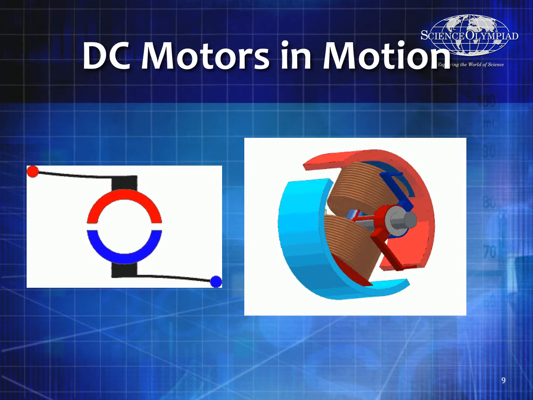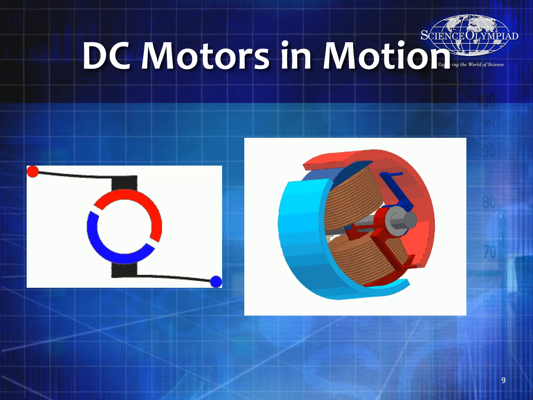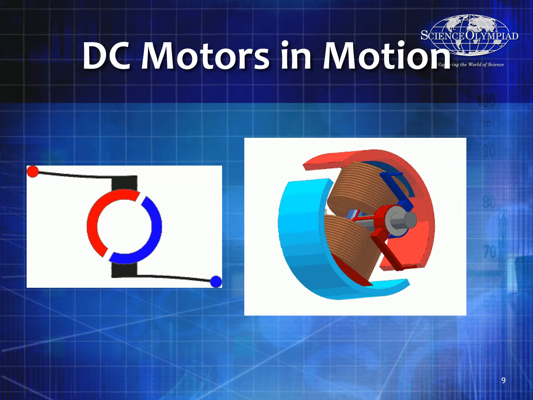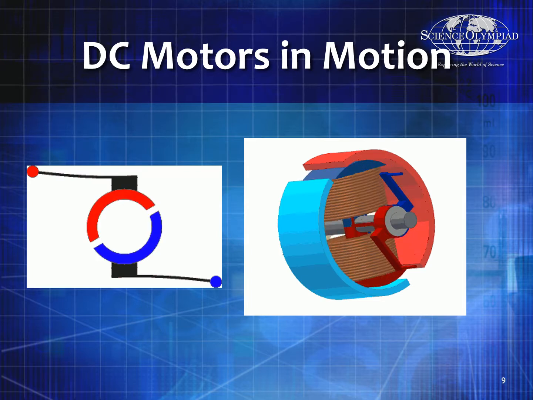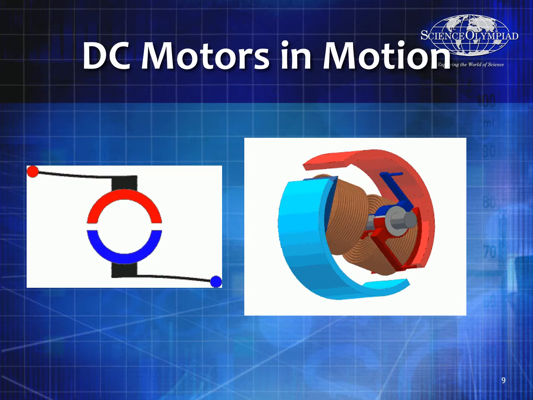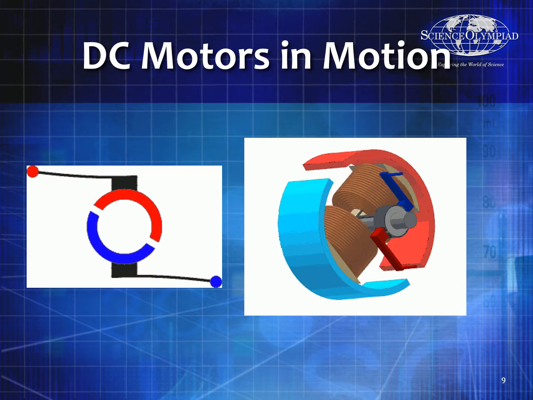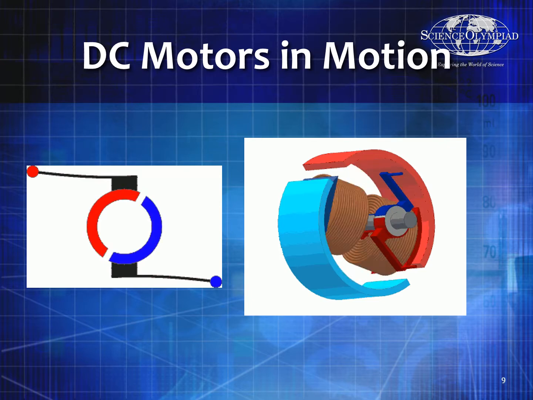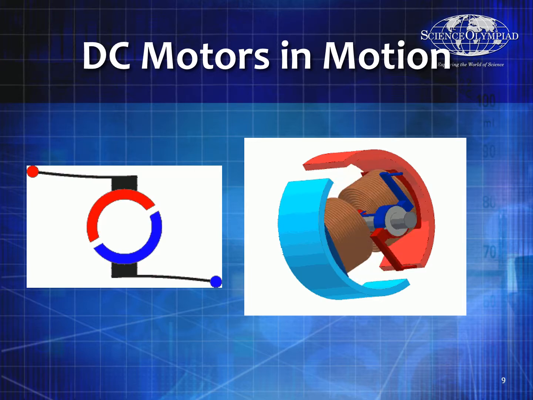So if you look at this particular case, this shows a commutator on the left and how it interacts with the brushes, and you'll notice that the current flows one way when it's turned a certain way, and then it flows a different way when it goes the other way. And so that's how you get the back and forth turning of a motor.